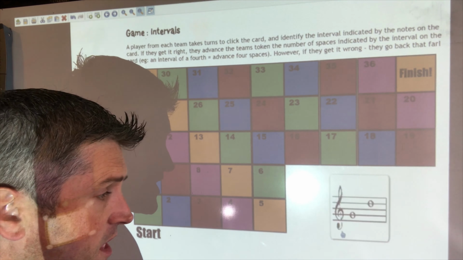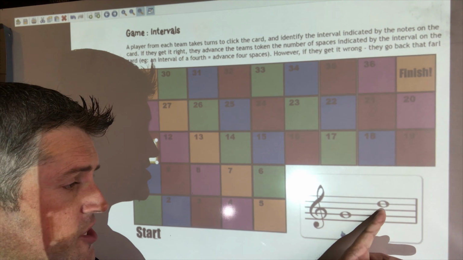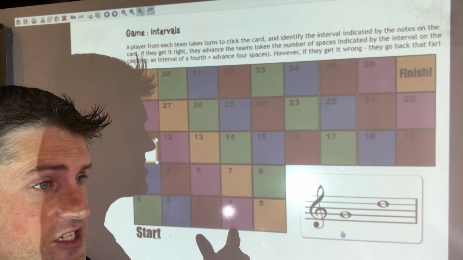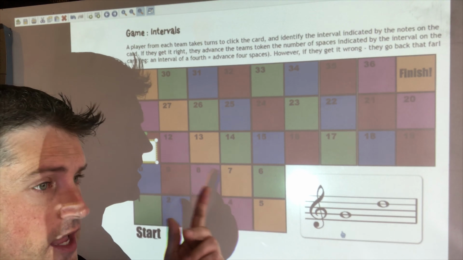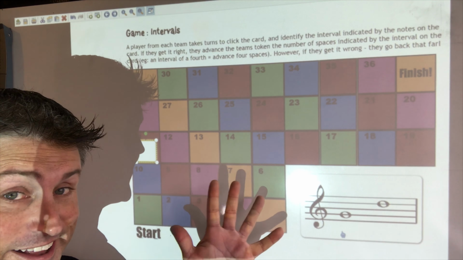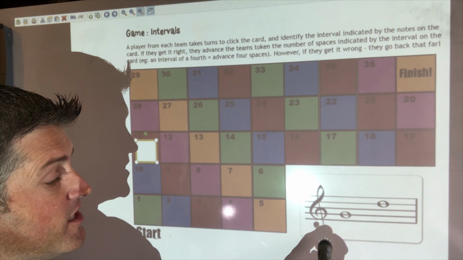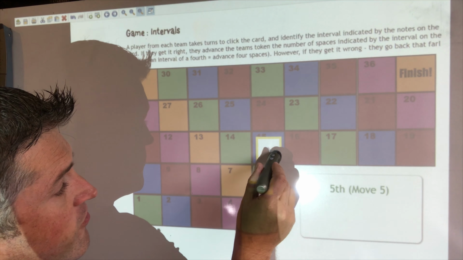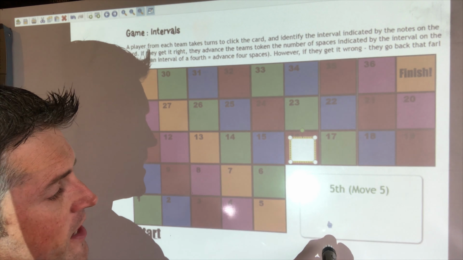And then we've got these ones here. There's a G, and we've got a D. So think about how many steps we're going. G, A, B, C, D. Should be a fifth this time around. 1, 2, 3, 4, 5. And not doing too bad.